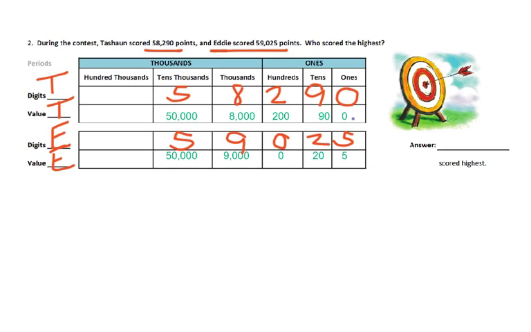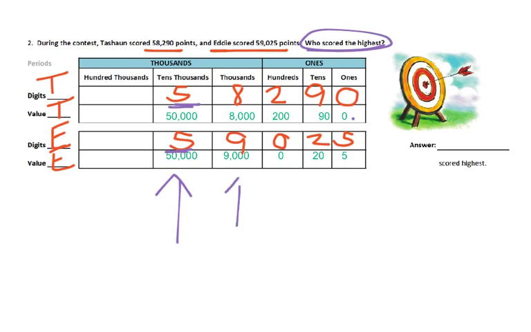Now when I get ready to compare these values, I'm trying to figure out who scored the most points or who had the highest score. So just like I did in the last problem, I want to start with my largest place value. So the largest place value I have is the 10,000s place. And so I look and I have a digit of a 5 for Tayshawn and a digit of a 5 for Eddie. These both have the same value. They're both 50,000, so I can't say one is larger just looking at that place value.